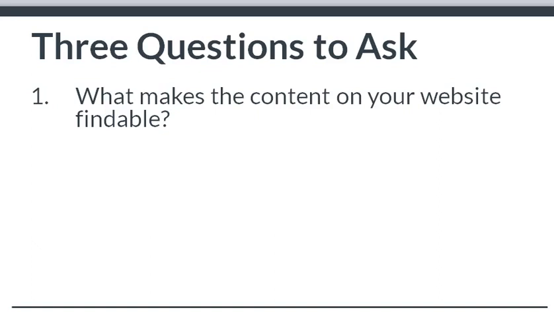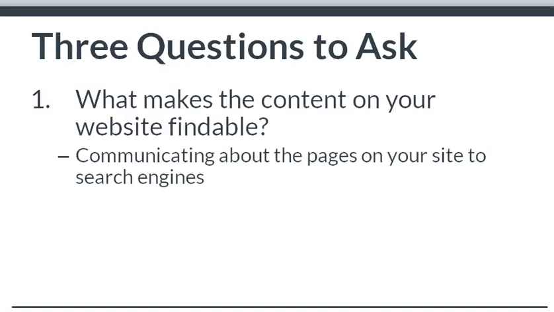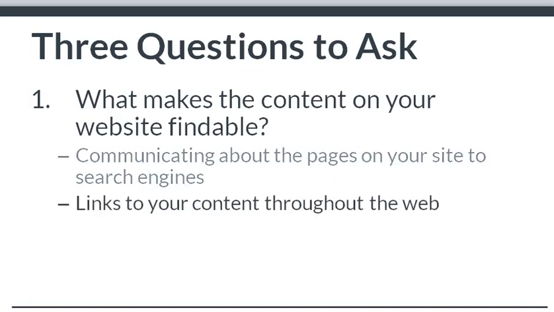There are 3 important questions to ask yourself when you're working to address technical SEO, starting with what makes the content on your site findable? Content on your website becomes findable when you communicate about the pages on your site to Google, Bing, other search engines, and websites. One easy way to make your pages findable is by having natural, earned links pointing to your content throughout your website and from other websites.